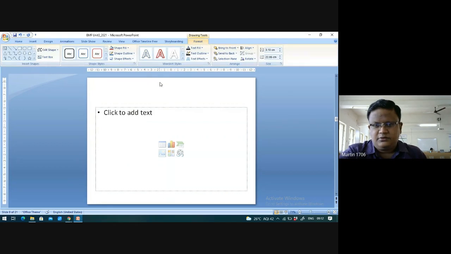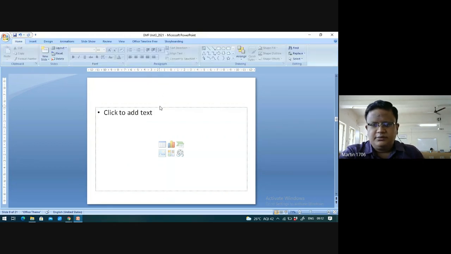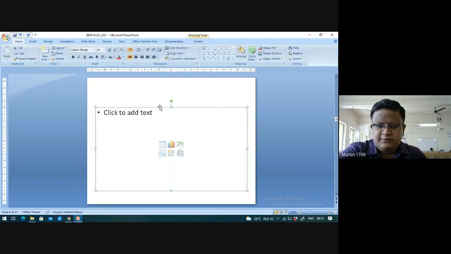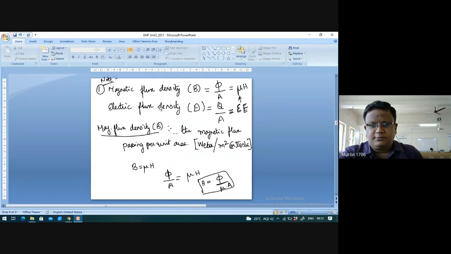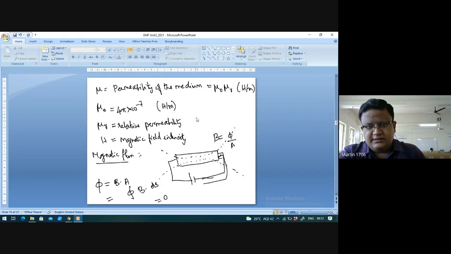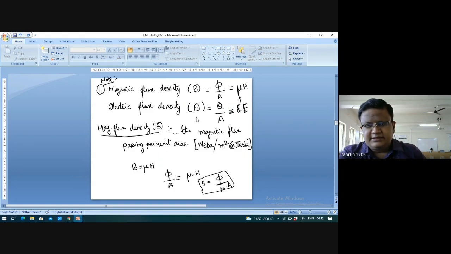While you are preparing, you have to prepare in that manner. This is what we saw in the last class: magnetic flux density and electric flux density. Magnetic flux density is denoted by B, and electric flux density is denoted by D.